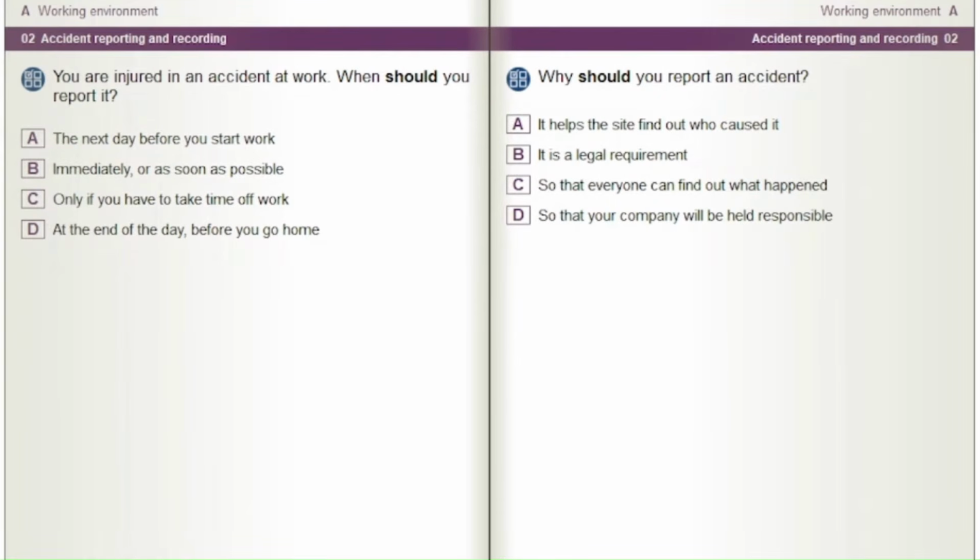You are injured in an accident at work. When should you report it? The next day before you start work. Immediately or as soon as possible. Only if you have to take time off work. At the end of the day before you go home.